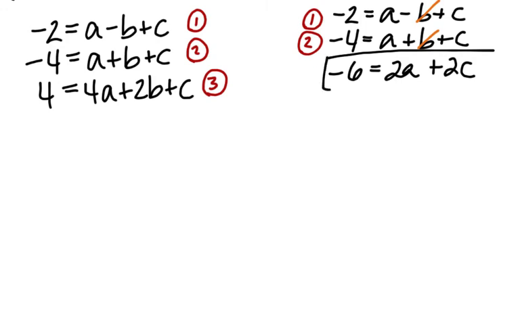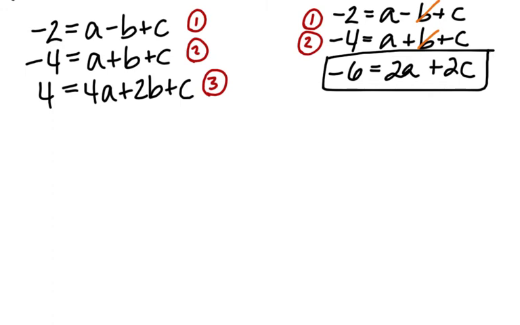Now I can't do much else with this equation right now because it still has 2 variables, but it's better than what I had before. I went from having 3 variables to just 2. Now notice this equation is in terms of a and c. So now we go back to the original 3 equations and we want to put 2 more equations together and we want to eliminate b.